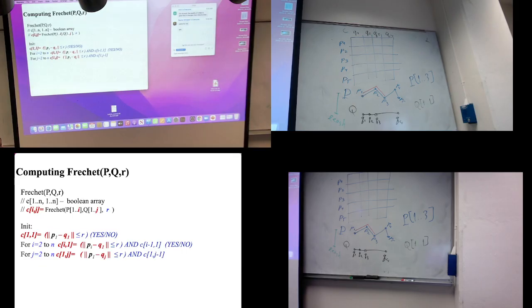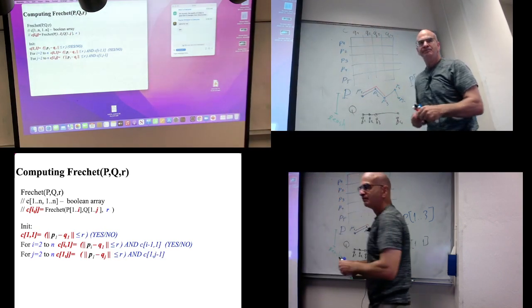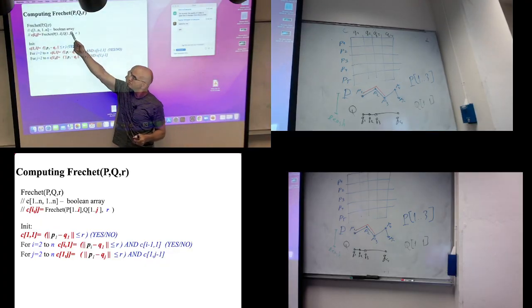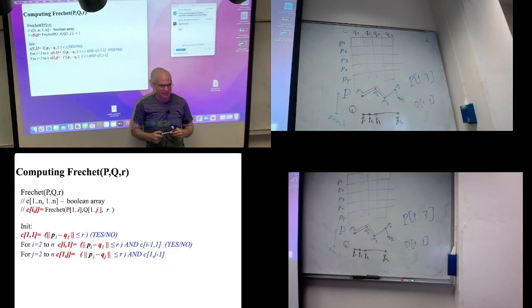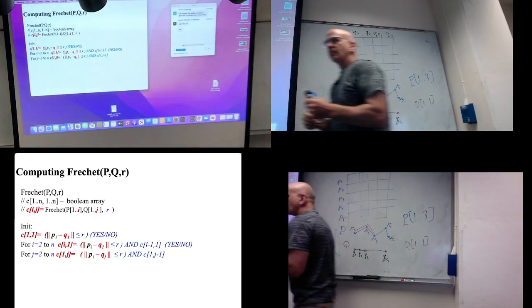What do you think, in the example on the whiteboard? What should C11 contain? C11, what I wrote in this cell. What is written here? I'll tell you first. Compute what is a prefix. Distance between P1 and Q1.